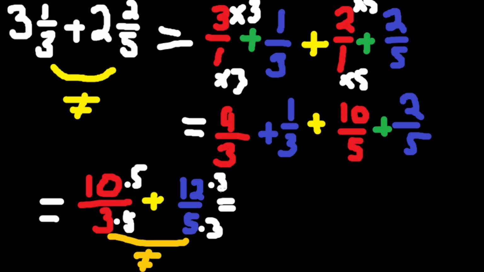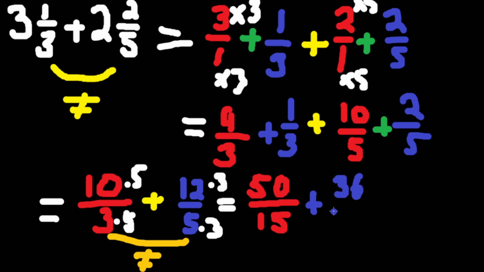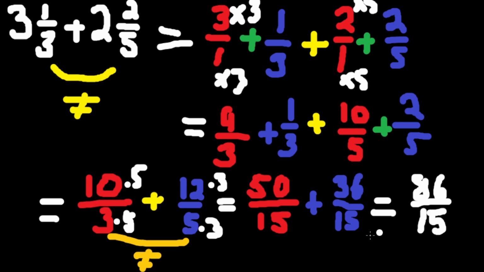But remember, we can't forget about the top side. So we get 50/15, and our second fraction equals 12 times 3, which is 36, and 5 times 3, which is 15. Which we can beautifully equate into a single fraction, 86 over 15. Now, remember, I'm not personally going to do this, but we have to turn it back into a mixed fraction for this to work.